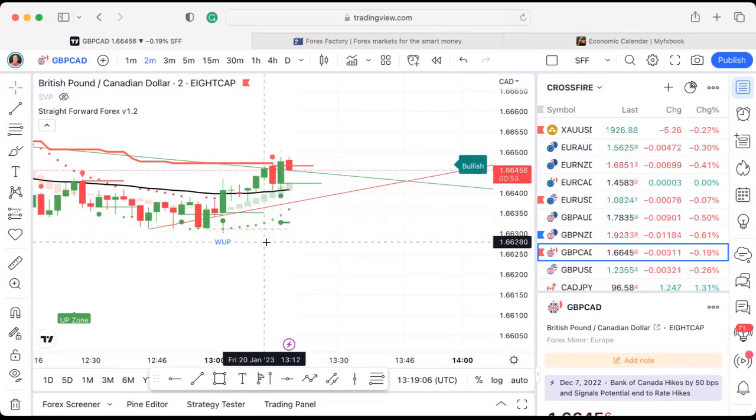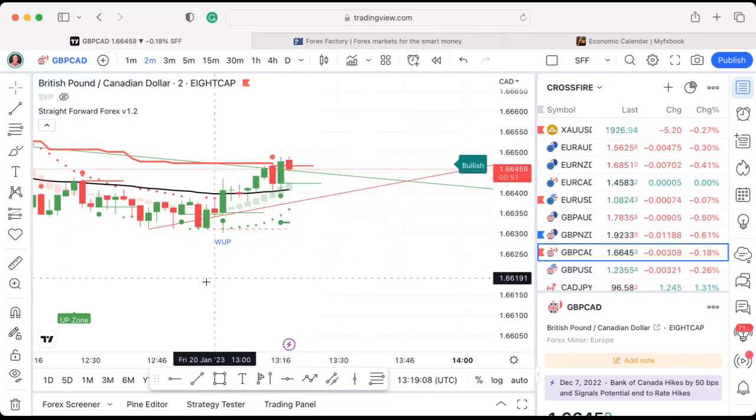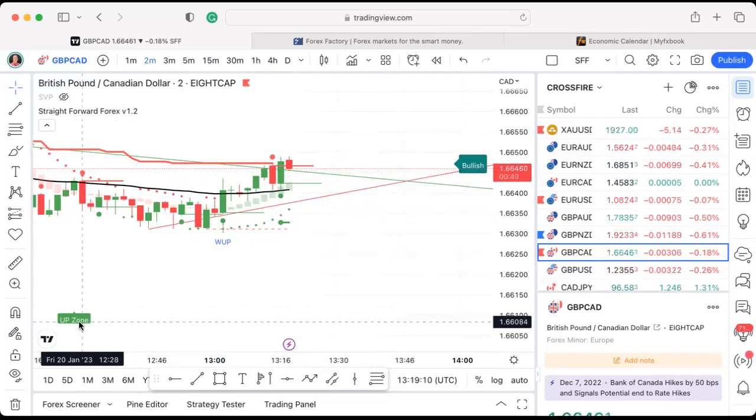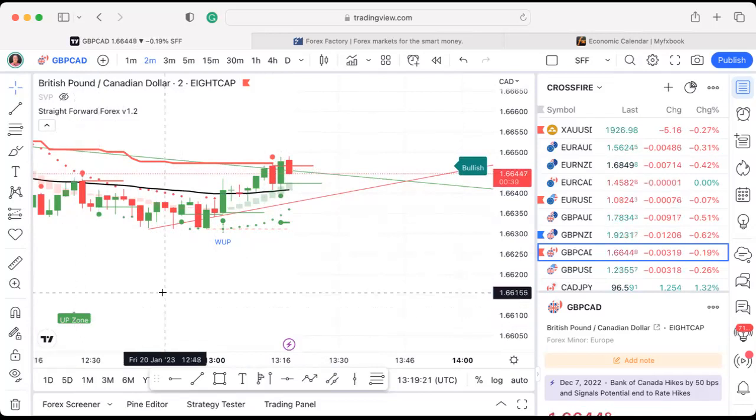So I'm not particularly interested in getting in just yet. The other thing that will stop me getting in right now is the fact this up zone is way back. That occurred at 12:26, over half an hour ago. So I'm a little bit cautious. I'm not discounting it, but I'm a bit cautious.